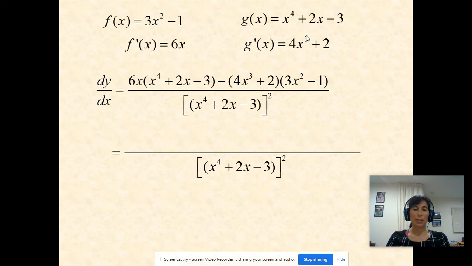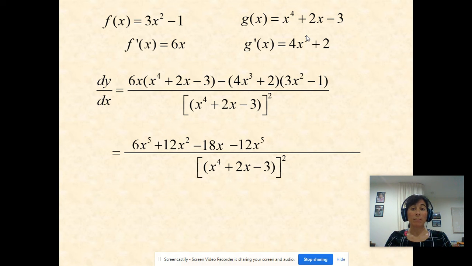Okay, and then what we could look to do now is just to expand out the brackets. So 6x times x to the power of 4 will give us 6x to the power of 5. 6x times 2x gives us the 12x squared, and then the 6x times negative 3 gives us the negative 18x. So the next part would be looking to expand out that set of brackets there, which is a quadratic.